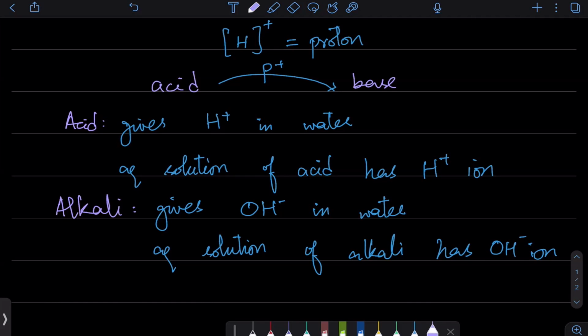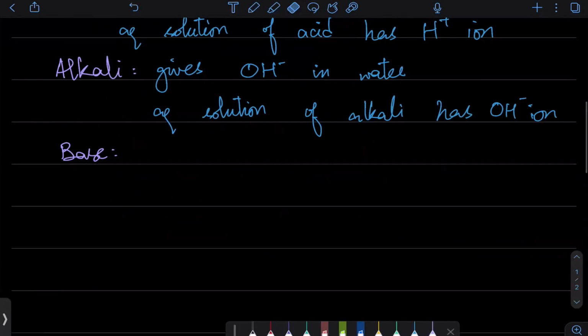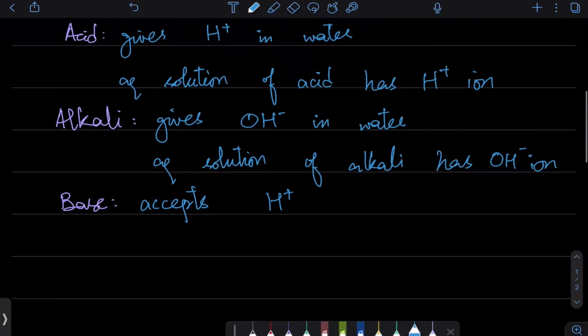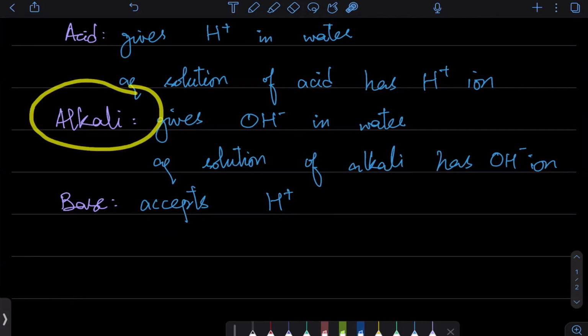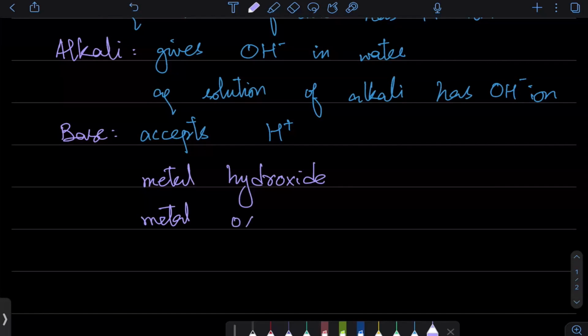ठीक है? So what is base? Base is anything that accepts proton. So base accepts proton. That's all it is. What's an acid? It gives H positive. It donates H positive. What's a base? It accepts H positive. Okay. Now, if the base does this in water, then we call it alkali. Base hoti kya hai? Like what kind of substances are base?